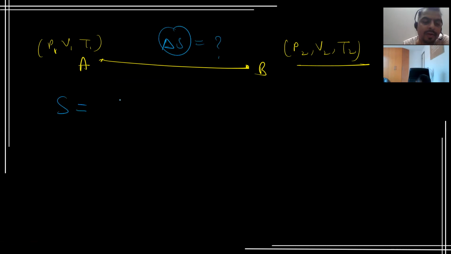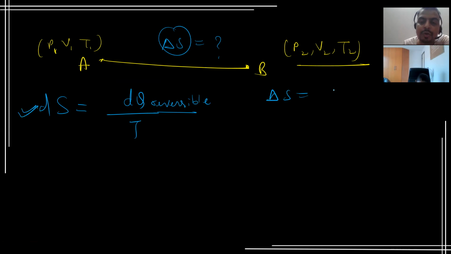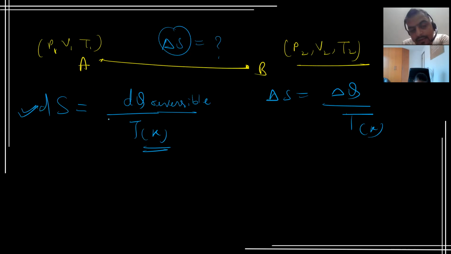And the formula of entropy is dS equals dq upon T, dq reversible. See, this is the formula of entropy change, or delta S is equal to delta Q upon T, temperature in Kelvin. This is the mathematical formula. It is the ratio of heat change and temperature. Okay? Now, if you want to calculate the entropy change, you have to do it like this. TdS is equal to dq.